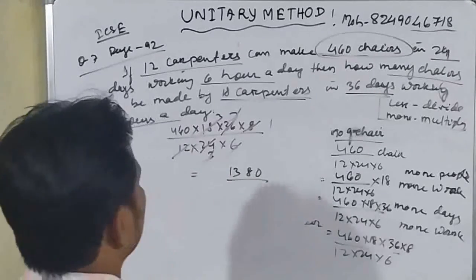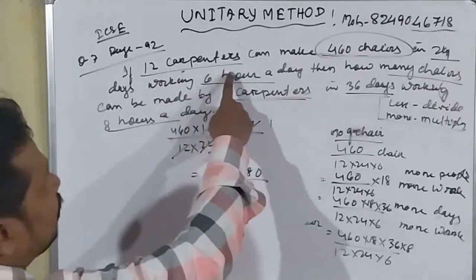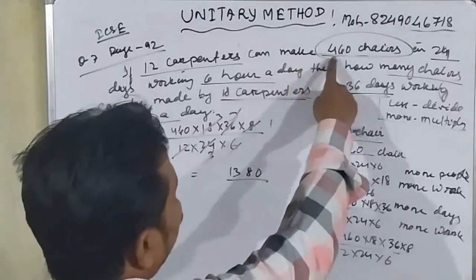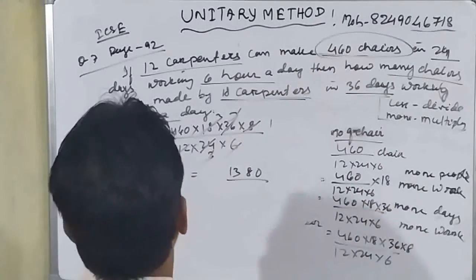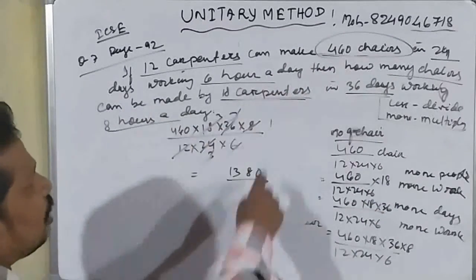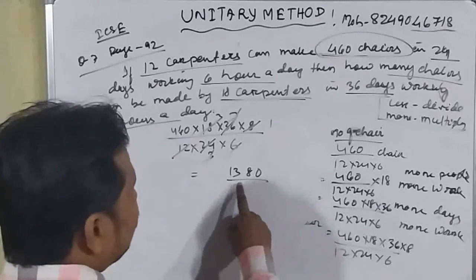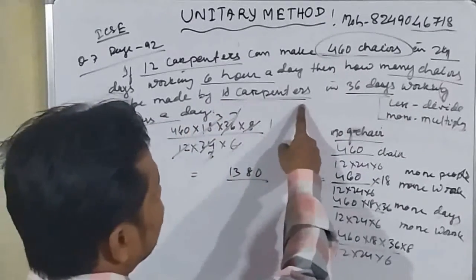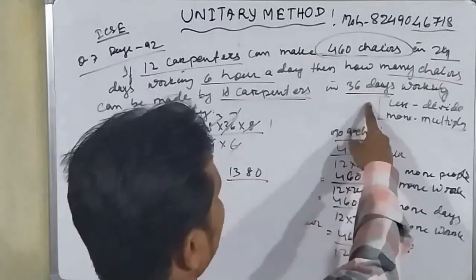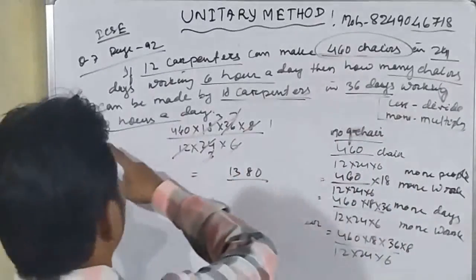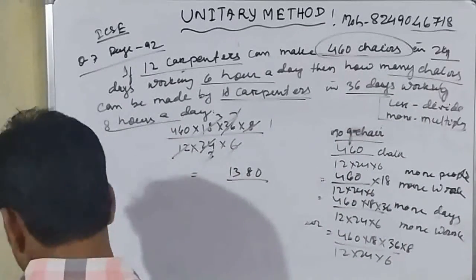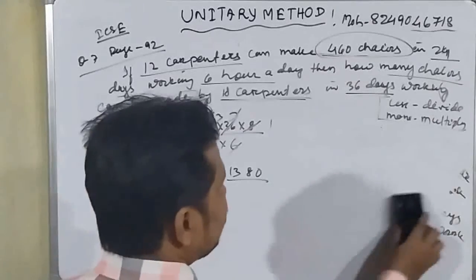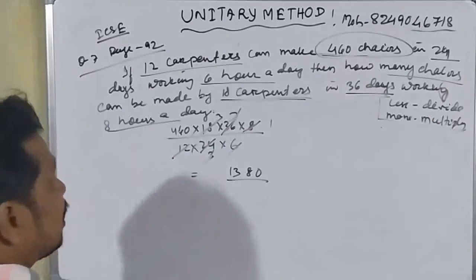Okay student, so if 12 carpenters can make 460 chairs in 24 days, working 6 hours per day, then 1380 chairs can be made by 18 carpenters in 36 days, working 8 hours per day. So we can write the final statement. What will we write as the final statement?